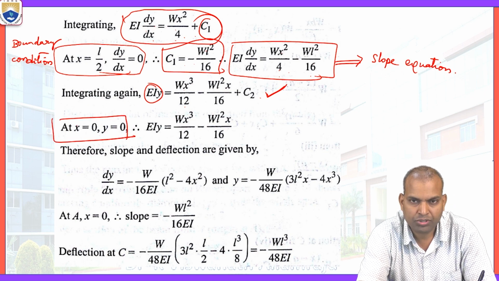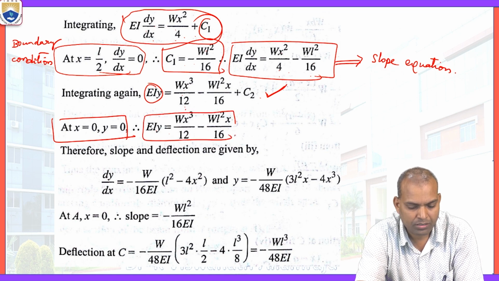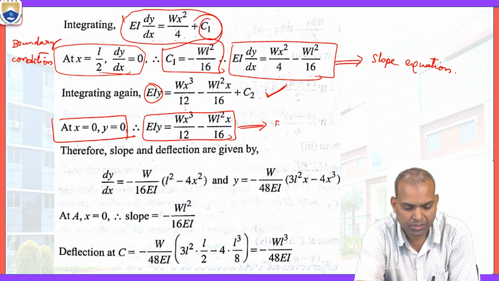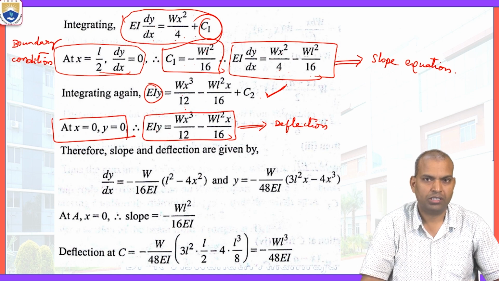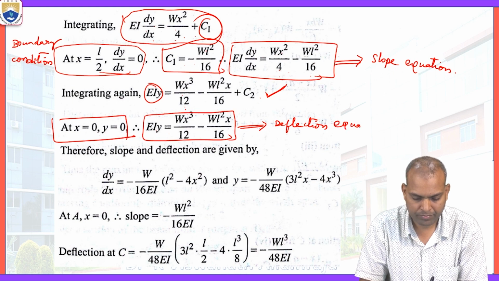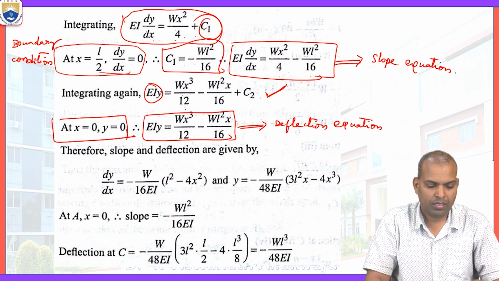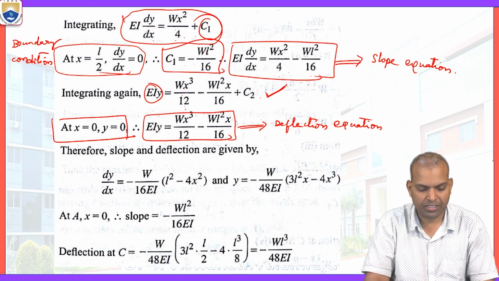So here, x equal to 0, y equal to 0. EI times y equals Wx cubed by 12 minus WL squared x by 16. This equation is known as the deflection equation. Now the slope and deflections are derived here.